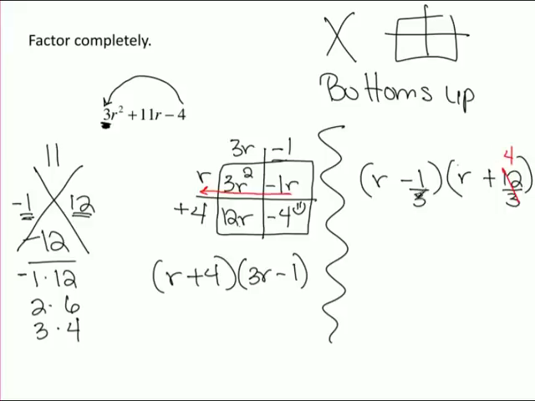Okay? Then, because we can't have this 3 over here, we move it up to the top. So we end up with a 3r minus 1 and the r plus 4. So you end up with the same answer as if you're doing this. And so these are just two different techniques for solving a polynomial, or a trinomial in this case, that has a coefficient of any number other than 1.